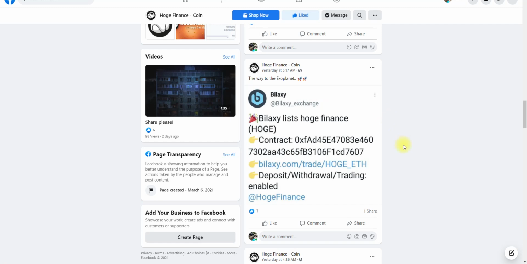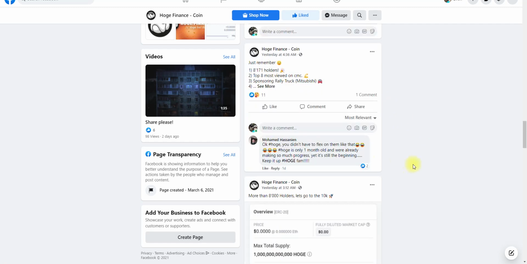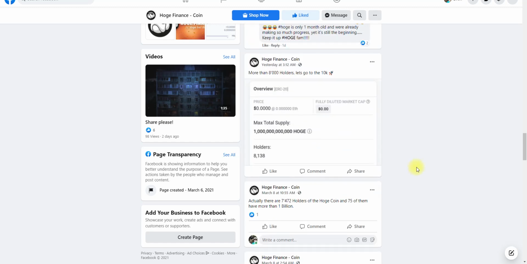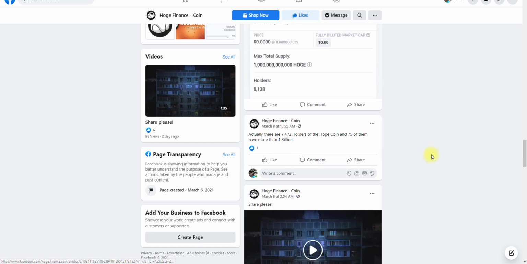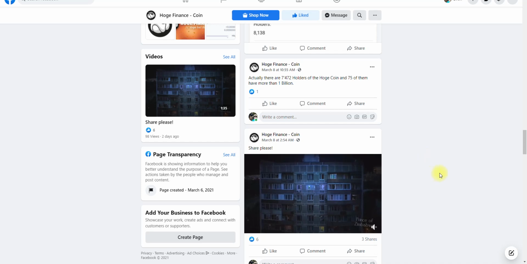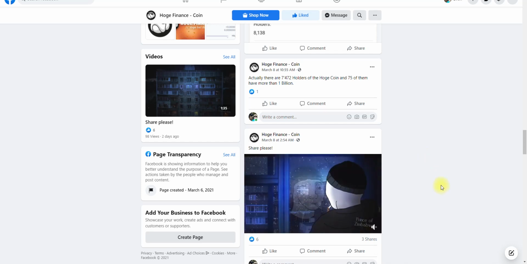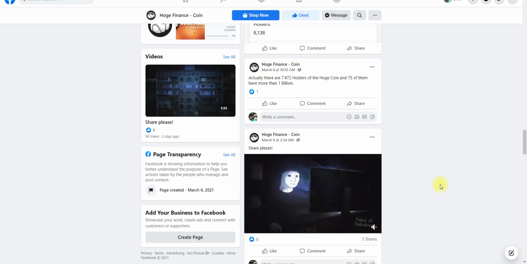Biloxi, I don't know if I'm saying that right. Exchange. They listed Hoge yesterday. We're way over that now. I think we're getting close to 10,000 holders. So when we get to 10,000, I think getting to 100,000 is going to go even quicker, right?